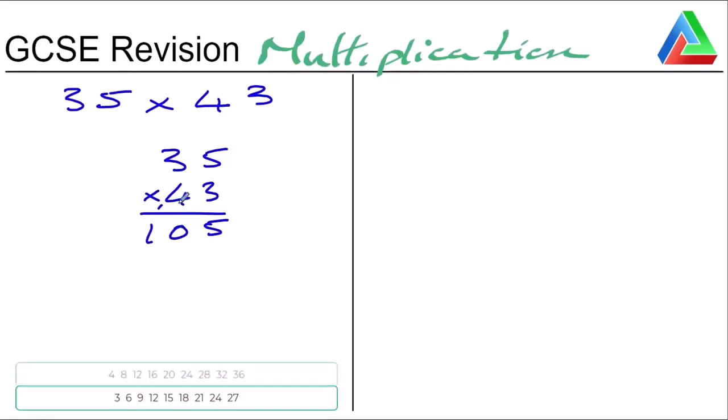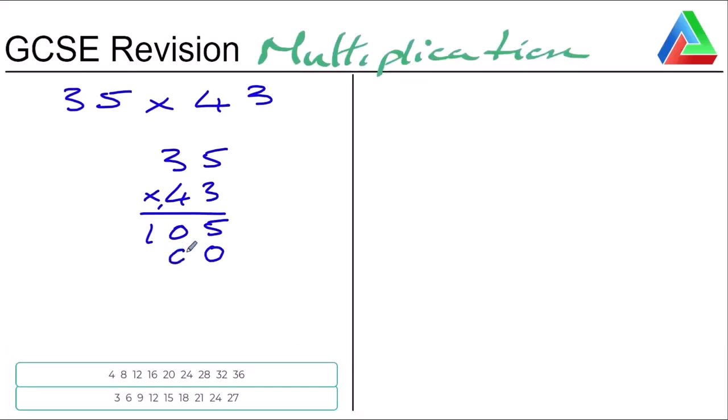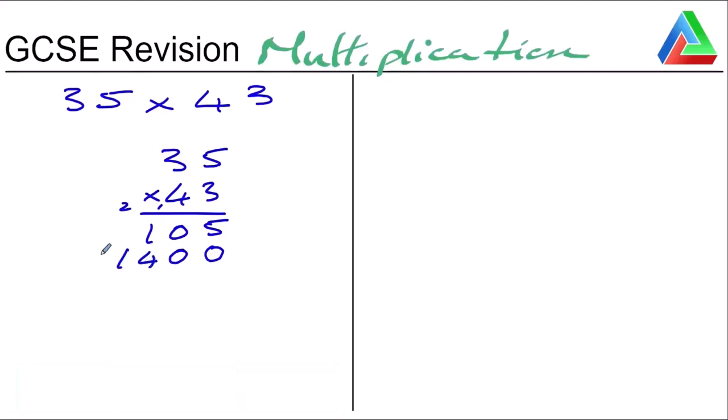Now we multiply by the 40, so whatever answer we get, it will end in a 0. So we put the 0 in here because we know that will happen. And then we multiply by 4. So write down the 4 times table. 4 fives are 20. Put down the 0. Carry the 2. 4 threes are 12, plus 2 is 14. And then write down the 14.